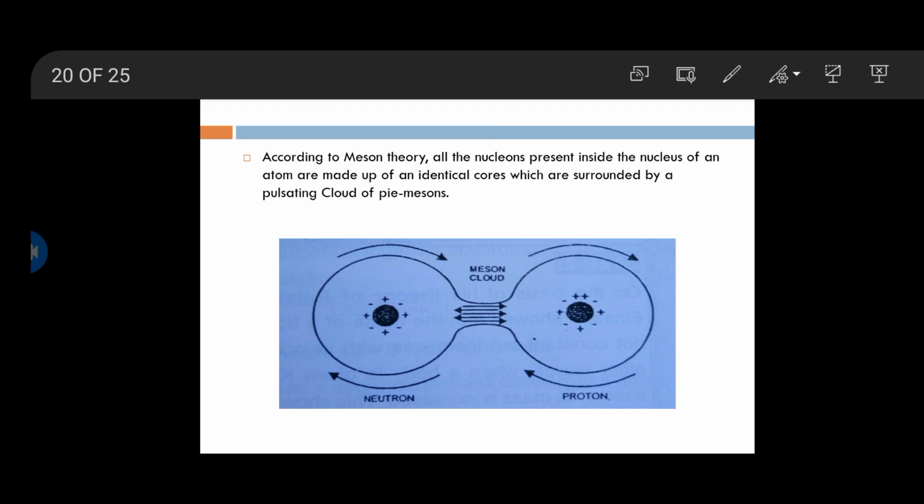The main purpose of the meson cloud is such that when a neutron changes into a proton and a proton changes into a neutron, there is an interaction of the mesons. A meson may be absorbed by a particle or released by a nucleon. This meson cloud makes sure the interaction of neutron and proton in different ways.